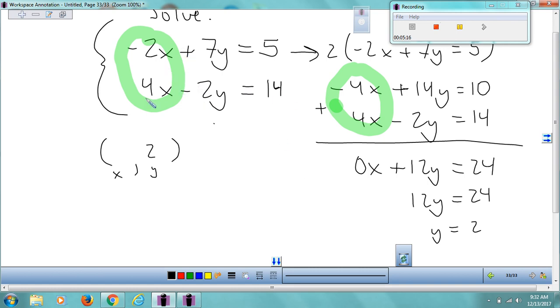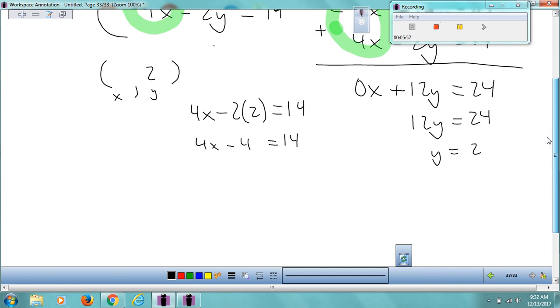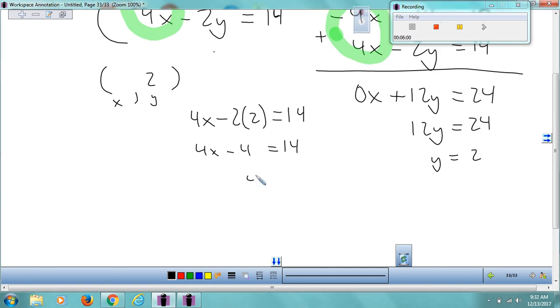And it looks like to me, when I look at these, I'd rather plug it into the bottom one. But it doesn't matter either one. So we're going to take 4x, and it's the y value I'm plugging in, not the x. Minus 2y, 2 times y. Well, y is 2, equals 14. See, the y value is 2. That's why I put it there. Negative 2 times 2 is negative 4. And now this becomes a one-variable equation that we're trying to solve. I'm going to add the 4 over. 14 plus 4 is 18.